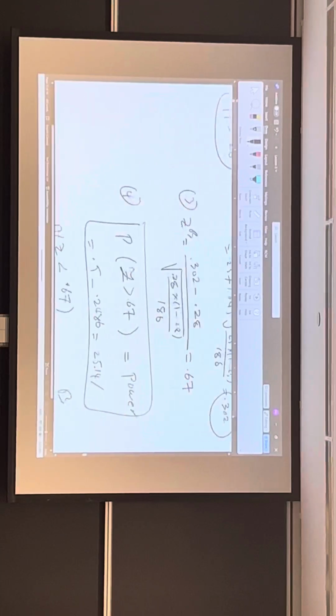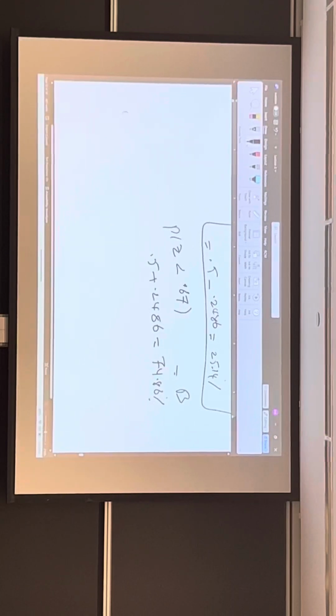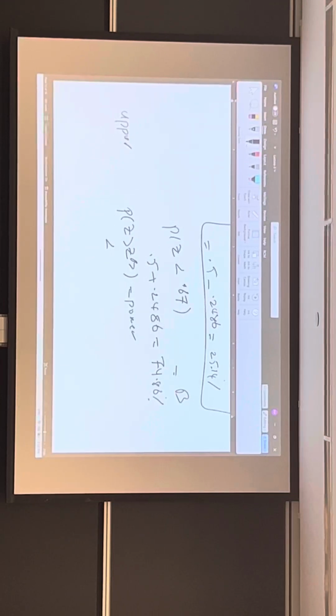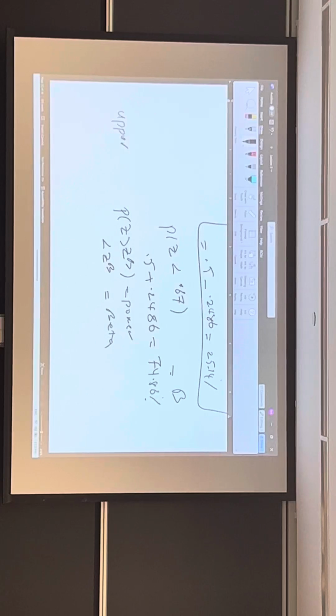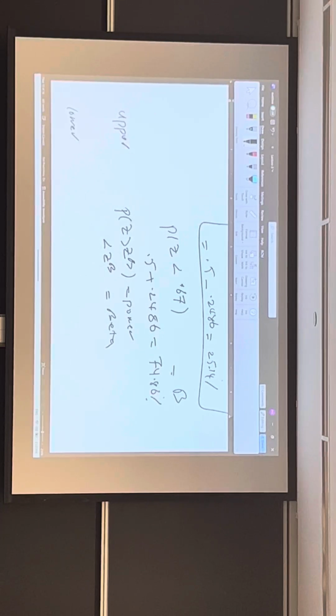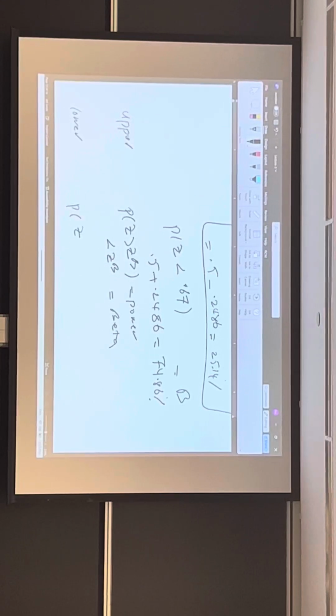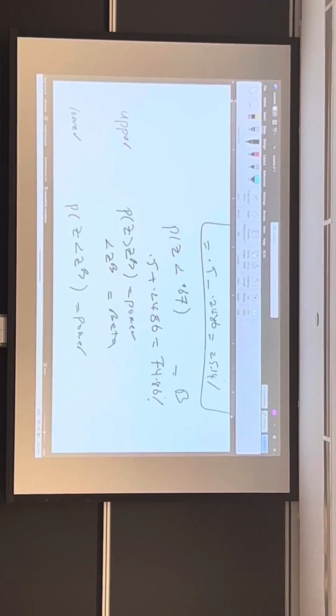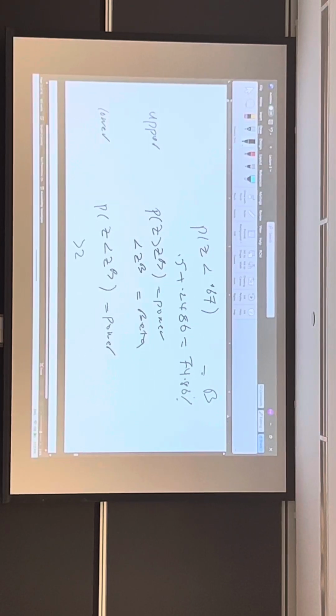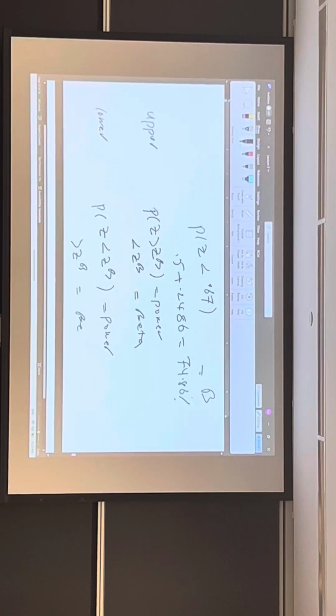So the rule of thumb is this, let me write it. Upper tail test. Probability of Z is more than Z of beta, that is power. Probability of less, that is beta. All right? That is upper tail test. In the lower tail test, it is the opposite. Probability of Z is less than Z of beta, that is the power. And probability of more, that is beta.